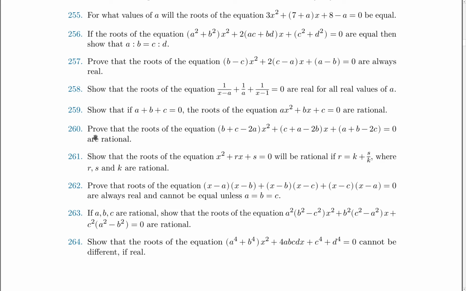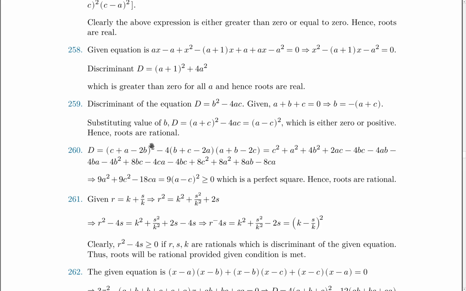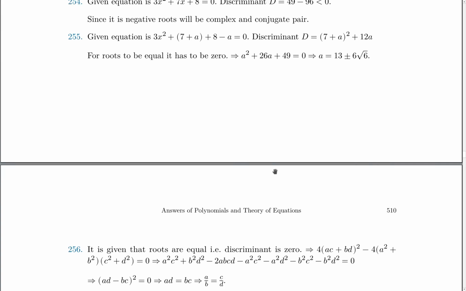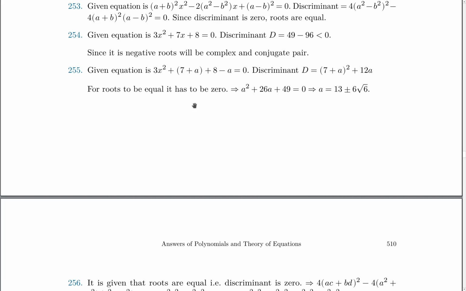Question 260 says, prove that the roots of the equation (b plus c minus 2a) into x square plus (c plus a minus 2b) into x plus (a plus b minus 2c) is equal to 0 are rational. So like the previous problem, we calculate the discriminant, which turns out to be 9 into (a minus c) whole square, which is greater than or equal to 0, and therefore the roots are rational. So with this, we come to the end of this set of problems. I will fix question number 255 and show you in the next video.